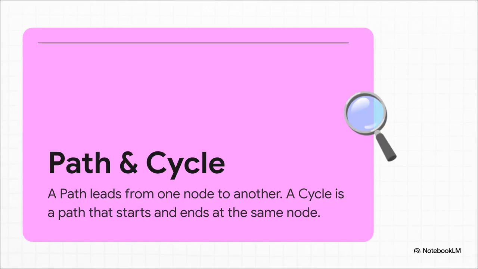Okay, so once you have a graph, you can start moving around in it. A path is basically just a route from one node to another, and its length is just how many edges you cross. Now, a cycle is a special kind of path. It's one that starts and ends at the exact same node. Think of it like a round trip.